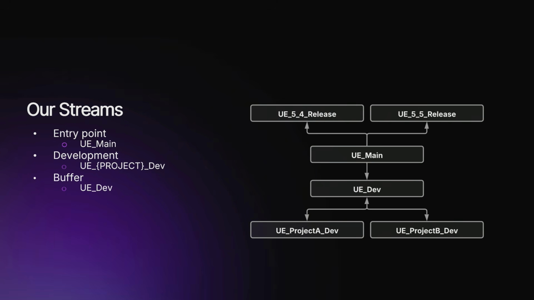The way we set up our streams, it follows a similar structure. Here, UE main is our entry point. And then below that, UE dev mostly acts as a buffer, but we do develop some changes there. And then we branch off UE dev to create a stream for each project. We also have these release streams. They're snapshots of the engine as we've ingested them, and they're mostly there for compiling plugins against.